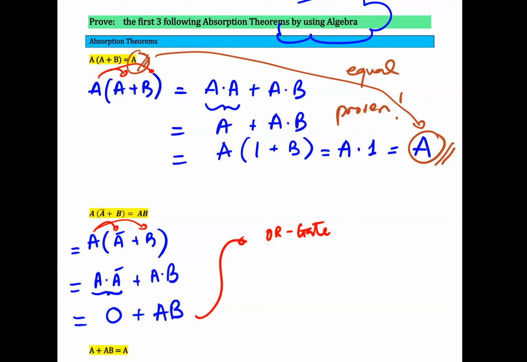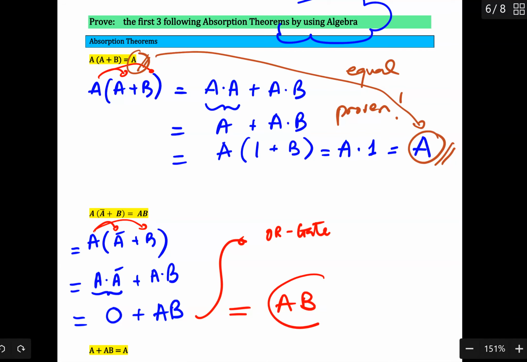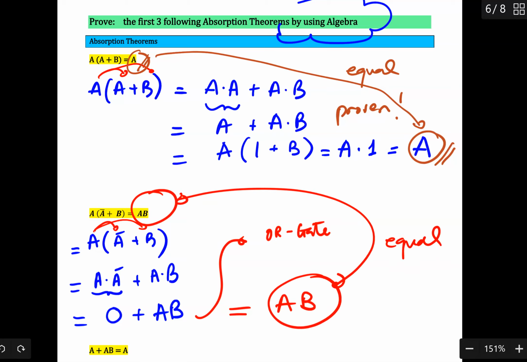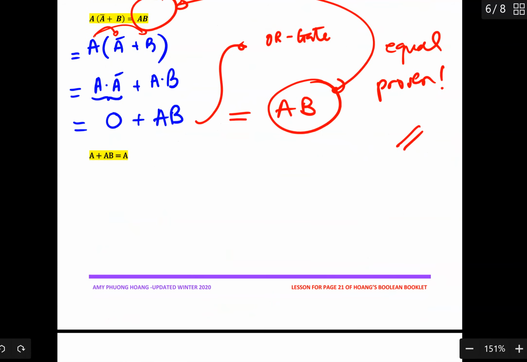So the only time you have a 0 is when both of these are equal to 0. In this case, the signal AB will take over. So therefore, you should have equal to AB. And I can see that this and that are equal to each other. So I have proven it. Alright, let's move on to the next one.